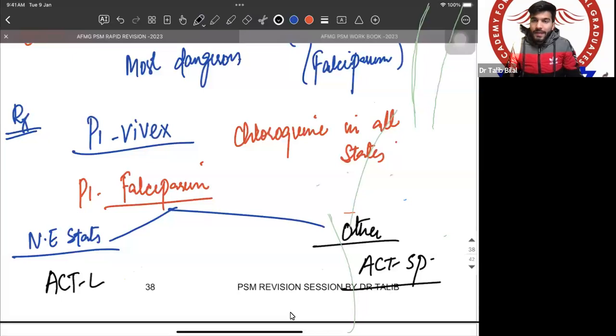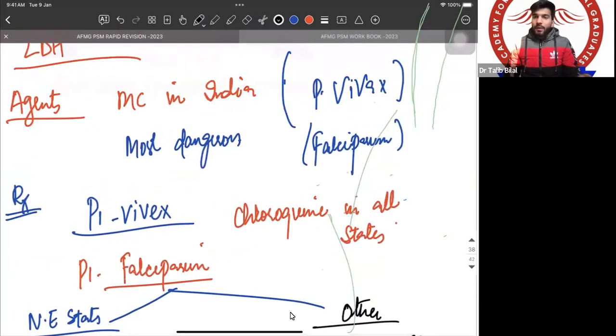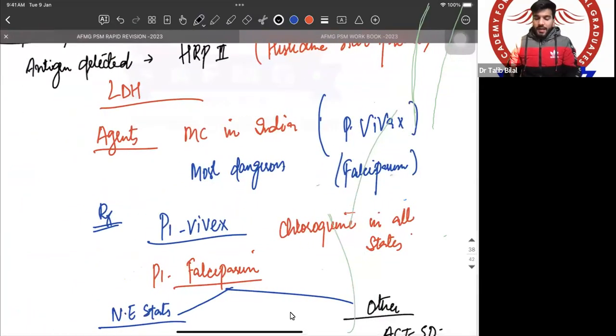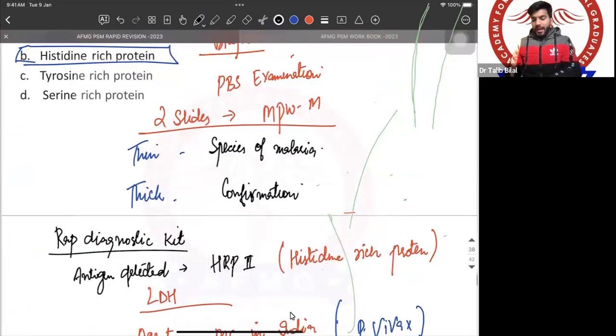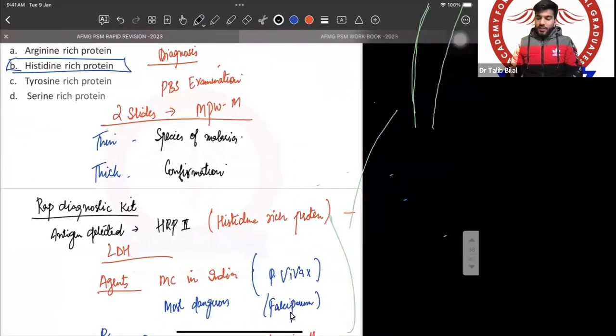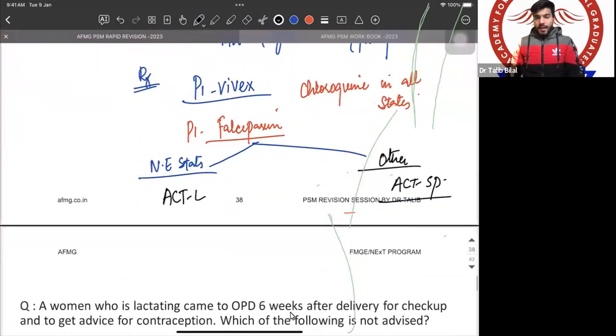ACT-L, ACT-SP, malaria. What are the diagnoses? Peripheral blood smear. We go for the histidine-rich protein, we go for LDH levels, and thin and thick blood smear. Thin will tell me the species, thick will tell me the confirmation. Most common is vivax and most dangerous is falciparum. And which protein, guys? Histidine-rich protein. Is that clear? Can I move to the next question?